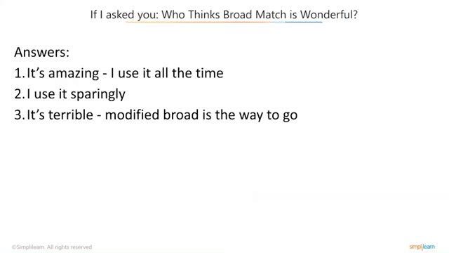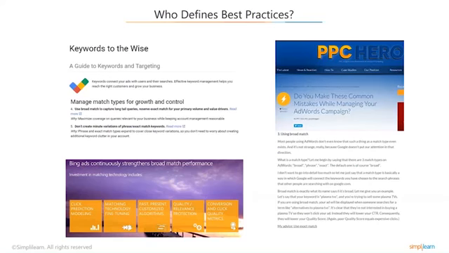So the question about best practice is, who defines it? This is where a lot of the confusion stems from. We can look at a keyword guide from Google, and their best practice is to use broad match. We can look at an industry publication like PPC Hero, and one of the most common mistakes they call out is using broad match. So again, we automatically have a problem. We're going to go through some of the issues people run into where they follow best practices and fail, and look at why that happens.